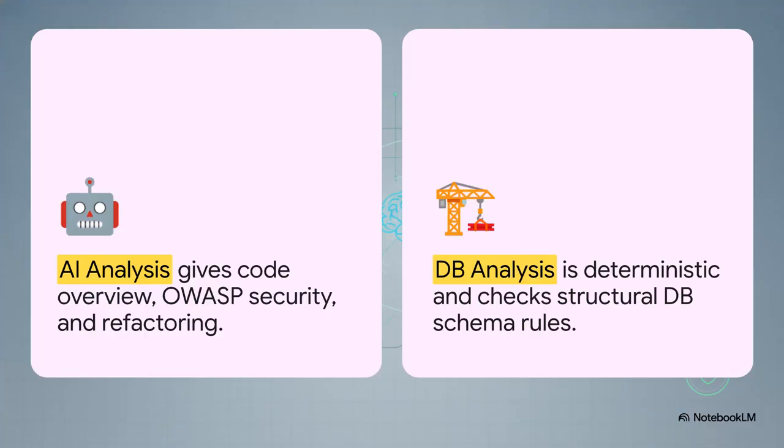So, the crucial point is understanding the fundamental difference between the two types of analyses offered here. On one side, you have the AI analysis. This examines your code to provide a general overview, detect OWASP security vulnerabilities, and even suggest refactoring patterns. But on the other side, you have DB analysis. This one is entirely deterministic, no AI involved whatsoever. It strictly evaluates your database schema against fixed structural rules. We're talking checking things like normalization, naming conventions, and data types. It even goes as far as giving you a ready-to-copy SQL script to just fix the issues on the spot.